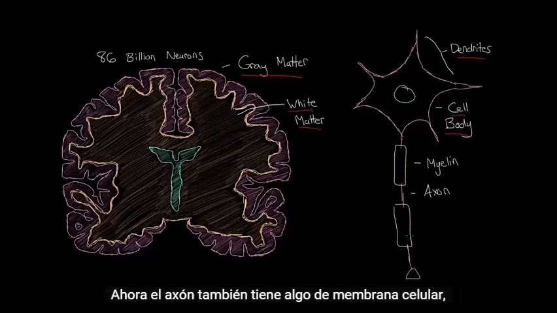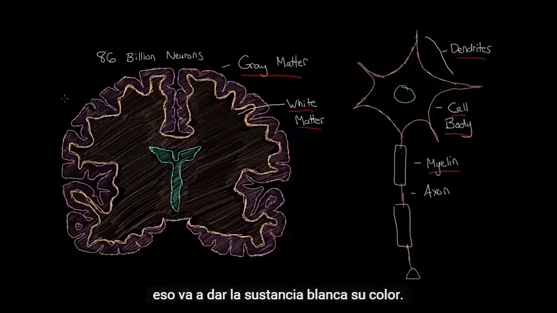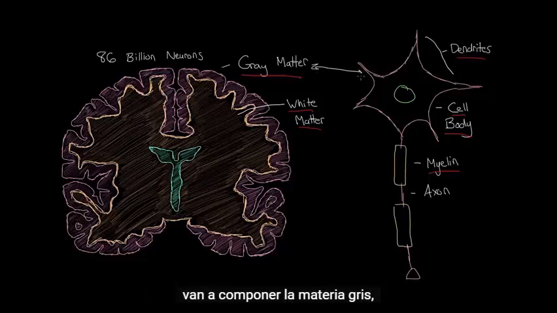Now the axon also has some cell membrane, but the axon also has myelin, and it's the myelin that's going to give the white matter its color. So the dendrites and the cell body are going to compose the gray matter, and the myelin that's wrapped around the axon is going to compose the white matter.